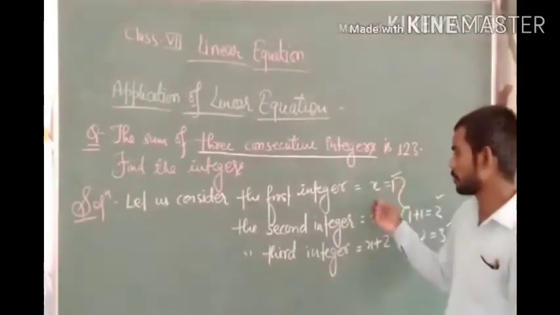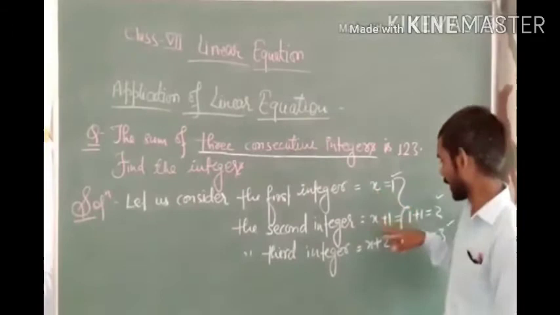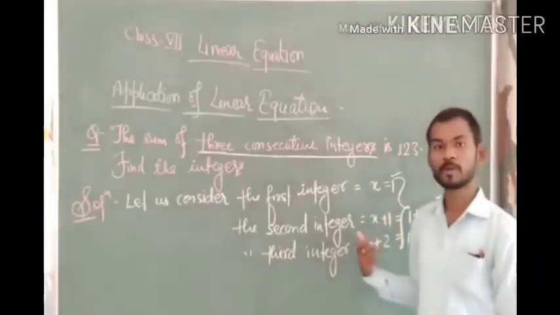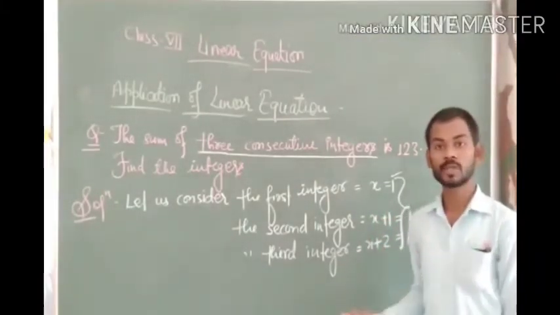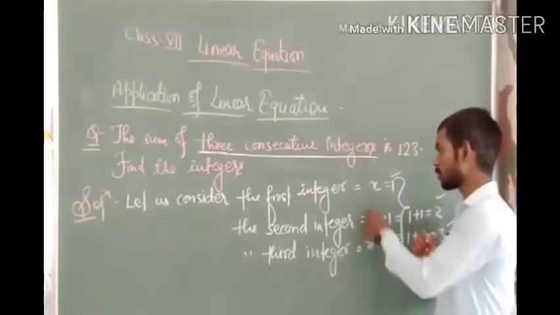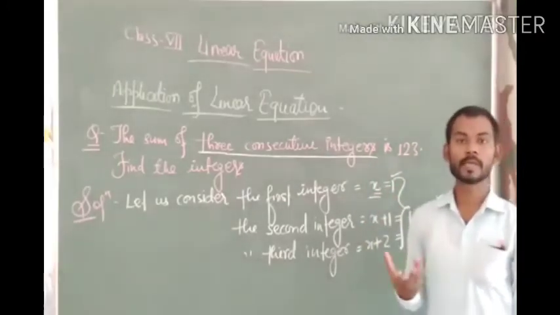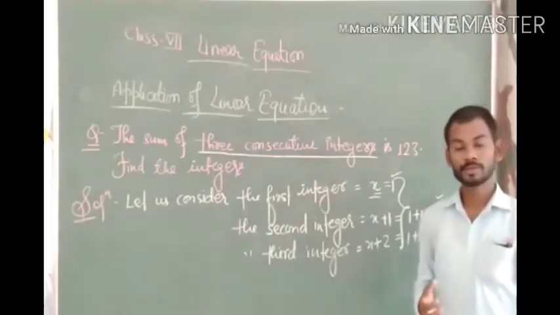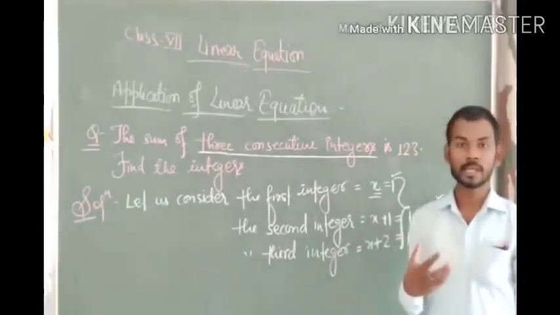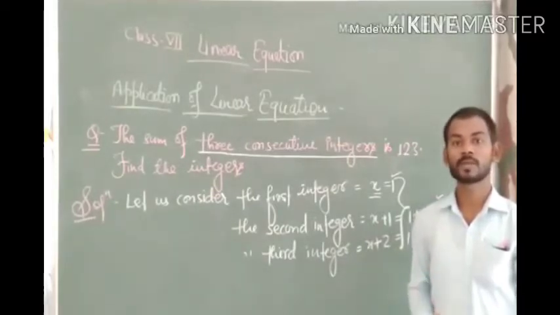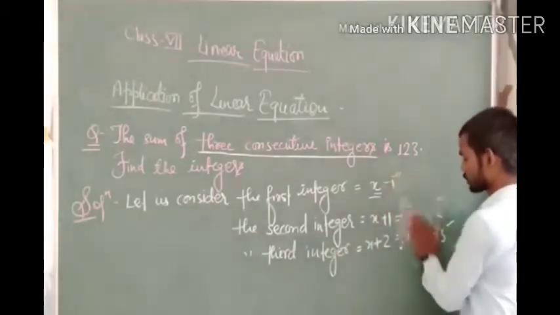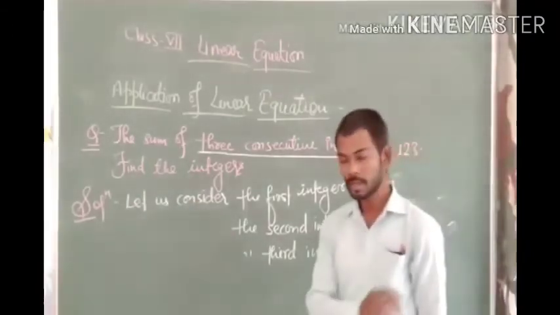So we have supposed that x is the first integer, x plus 1 is the second integer, and x plus 2 is the third integer. x, x plus 1, x plus 2 are the three consecutive integers for which the sum is 123. Here the unknown quantity is x, so the problem is to find the value of x. In order to find the value of x, we need to form a linear equation, and after solving the linear equation we will get the value of this unknown quantity x. So let us start forming the linear equation.